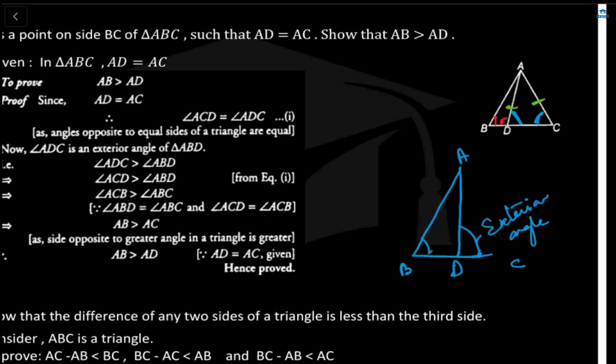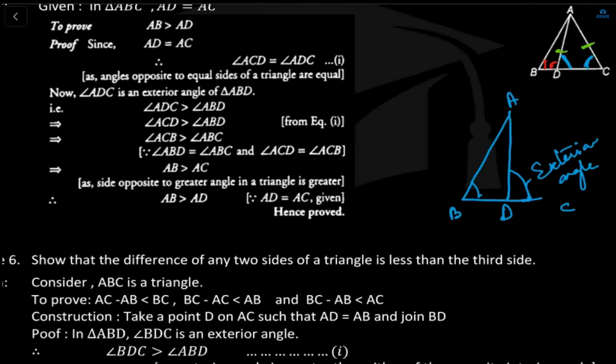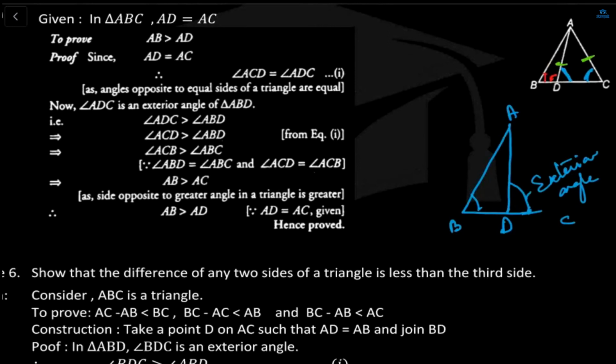Yes, ma'am. And we already know that both the angles ADC and ACD are equal. So we can say that angle ACD is greater than angle B. In the triangle ABD, ADC is greater than ABD, and ACD is also greater than ABD. So from both the conditions, what we have got is that angle ACB is greater than angle ABC.